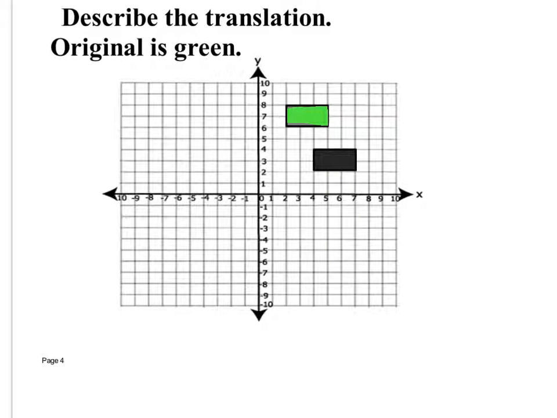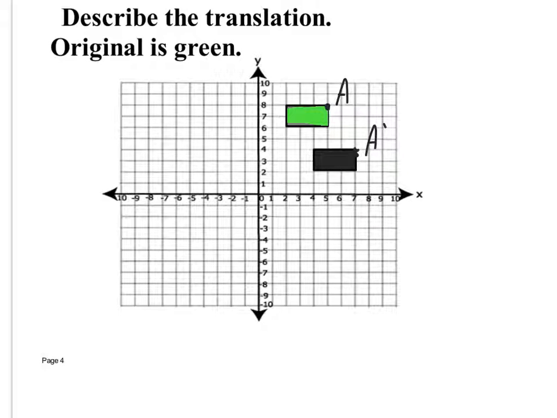Part of our homework is going to say describe the translation. So what we've got to do is look at the original here, the green image, and see what's going on. The easiest thing for me is to make a point and say this is A and that's A prime, the new one. Sometimes it's hard to just say it's moved down and to the right, but how much exactly? So I look at one point that corresponds to each other and see what's being done. I always go X first and then Y.